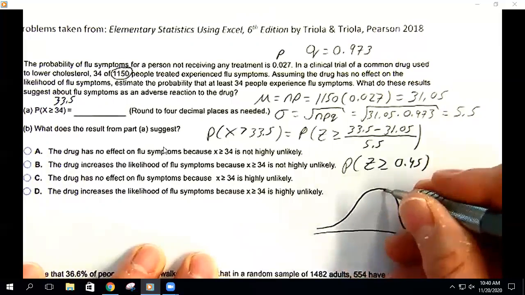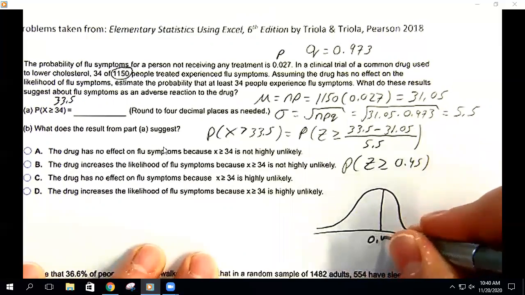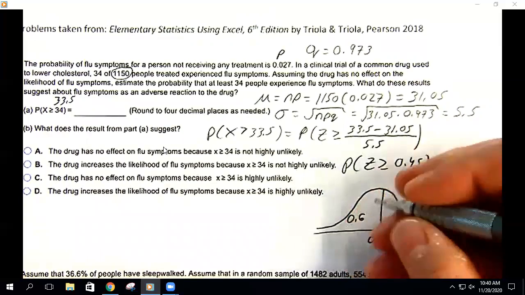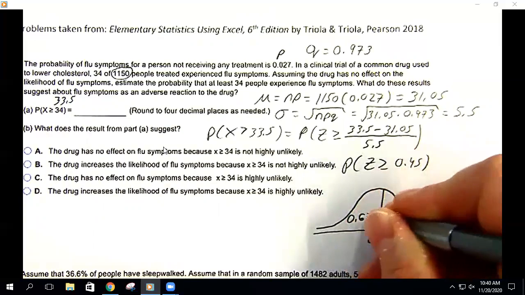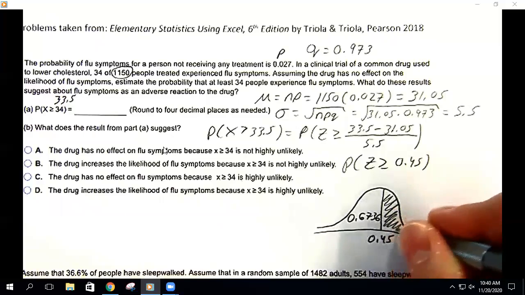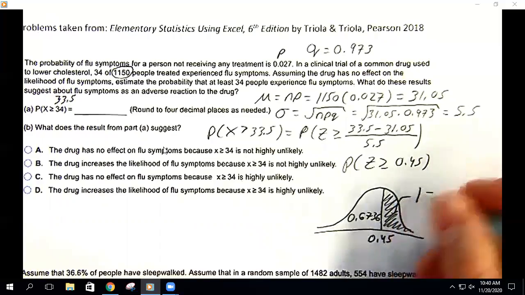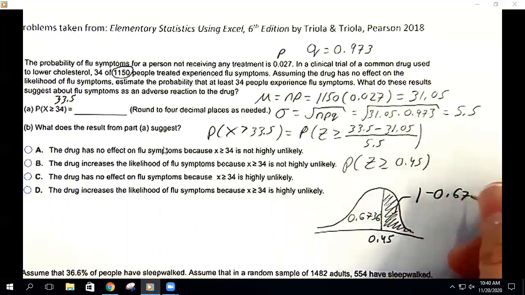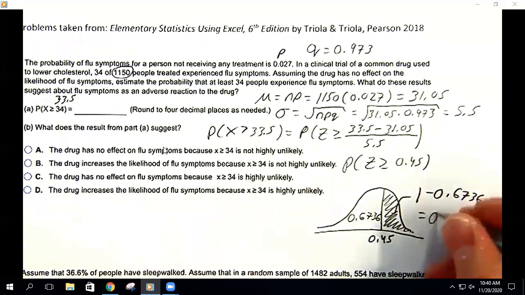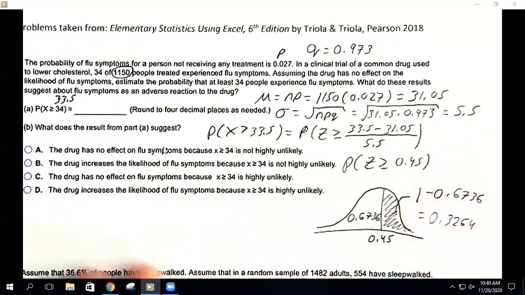So if we were to draw this picture, our z-score is about 0.45, just to the right of the center. The chart's going to give us the area to the left, and if we look that up in the z-chart, that area to the left of 0.45 is 0.6736. We want the area to the right of that, so we'll take 1 minus 0.6736, which is an area of 0.3264.